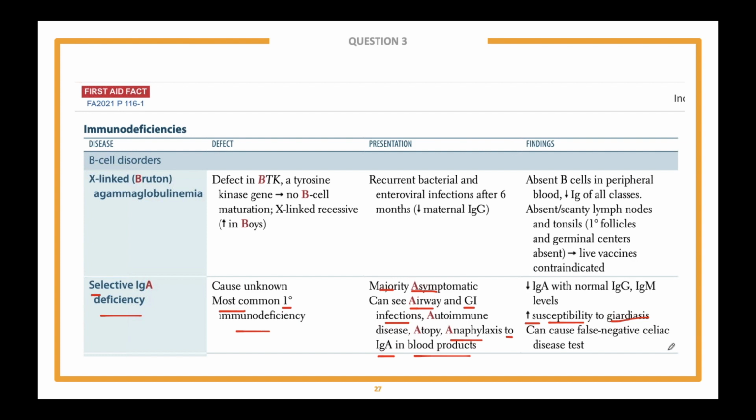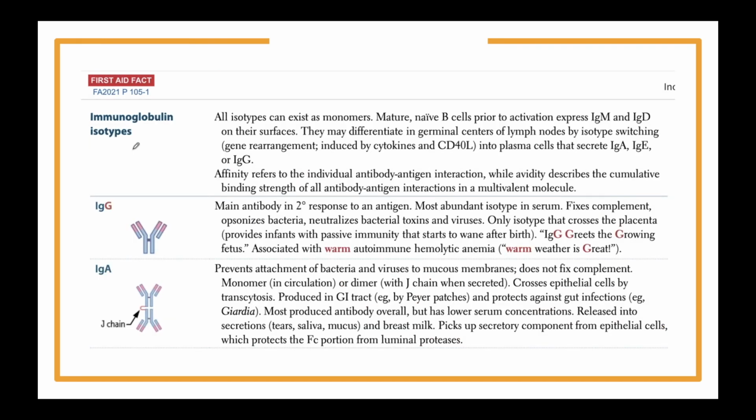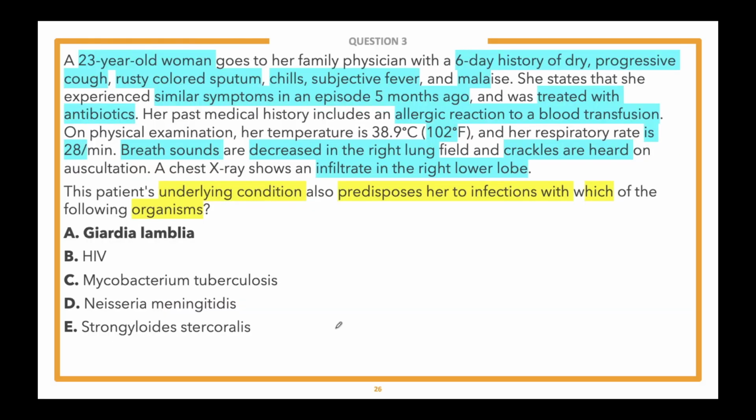On the next slide as well, there's another table that talks about specifically IgA and what it does in just basic immunology. You can see there as well, in I think the fourth sentence of that row, that it's produced in the GI tract and protects against gut infections such as Giardia. So you can hopefully understand how, if you have an IgA deficiency, you'd be at risk for such gut infections, okay? So let's go back to our patient and take a quick look at that vignette again.